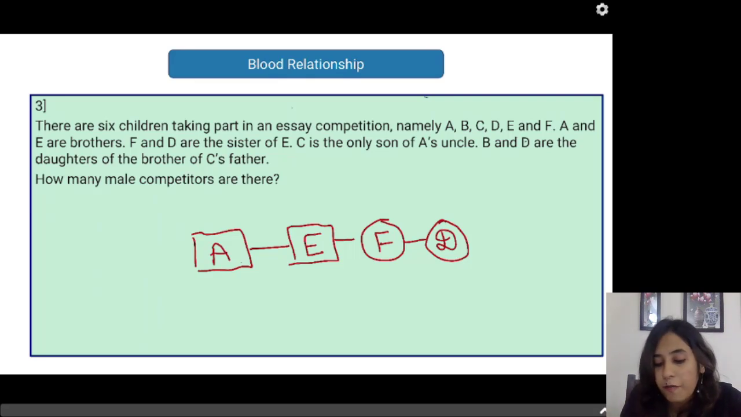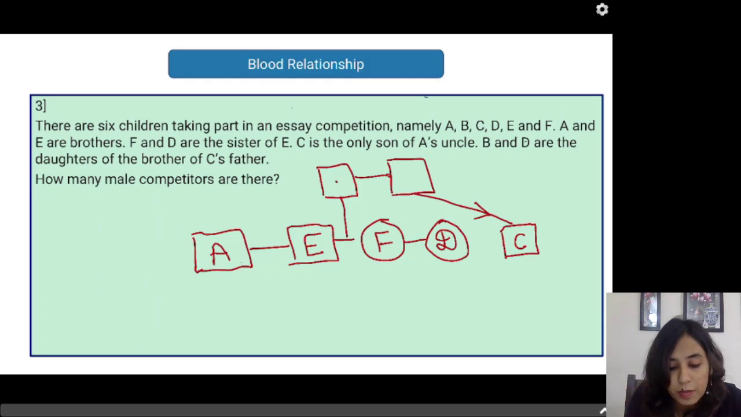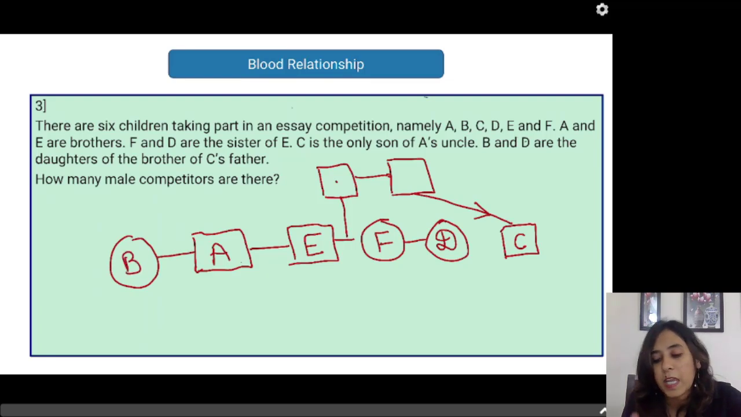C is the only son of A's uncle. So A's uncle, meaning all these people's uncle, E, F and D's uncle. So we have their father here, and he is going to have a brother whose only child is C. And C is a male because C is the son. So we have C here. B and D are daughters of the brother of C's father. So C's father's brother is this guy, and B and D are the daughters. So we have another female here, B, who is the sibling of A, E, F and D.